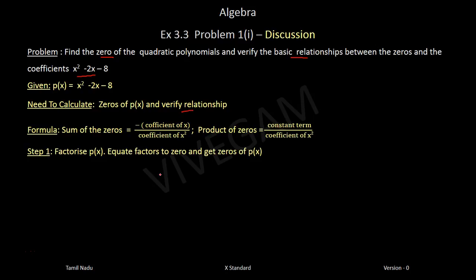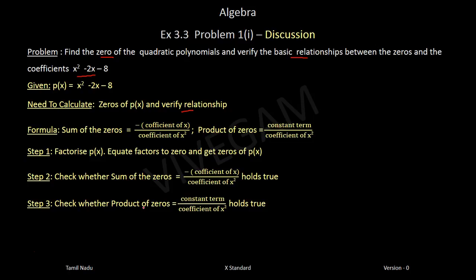Okay, so step 1, factorize p of x. The first step is that we need to factorize this, equate the factors to 0 and get the zeros of the polynomial p of x. Then, now that you have the zeros, add the zeros so that LHS is known. Now RHS is minus coefficient of x divided by coefficient of x square. You know the coefficient of x is minus 2 here, so minus of minus it becomes 2. 2 divided by coefficient of x square, which is 1. See whether the LHS and RHS are equal.